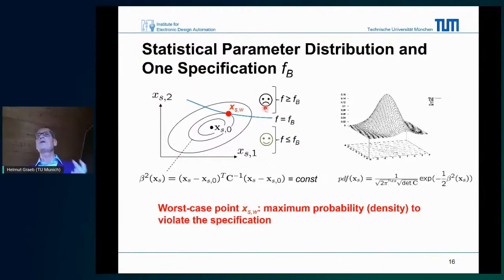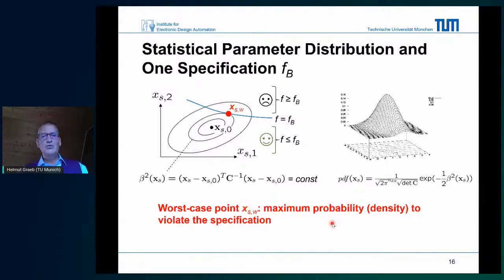Now look at that, what a wonderful intuitive definition. The worst case point, XSW, is the point with maximum probability, correctly we would have to say density, maximum probability to violate the spec. And actually we have not been the first one to define that. This is coming from civil engineering, but this is our main idea to get rid of Monte Carlo analysis, right? Please keep that in mind. We define the worst case point as the point of maximum probability to violate the spec, okay? That's my main message. The rest of the talk, I will show you why it is advantageous, okay?